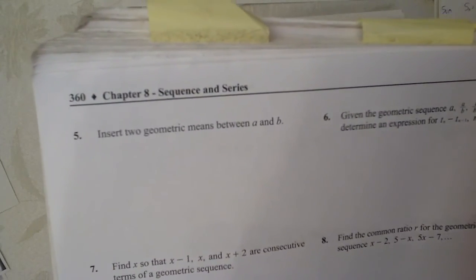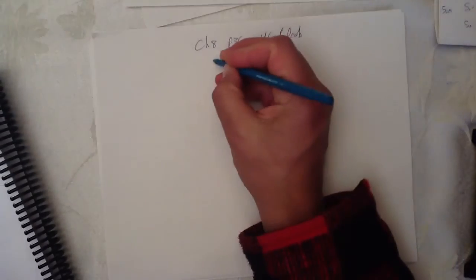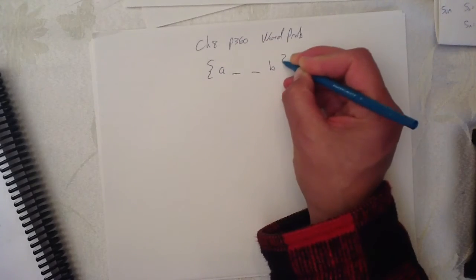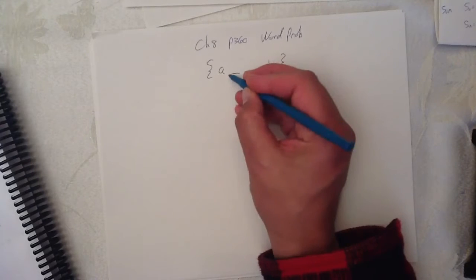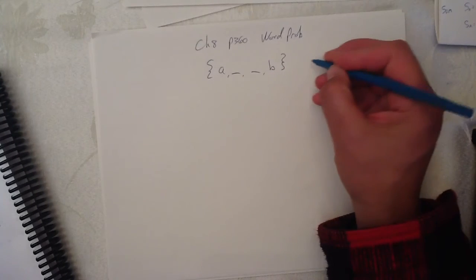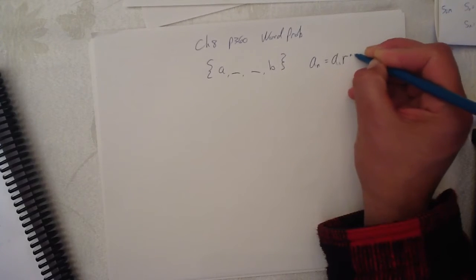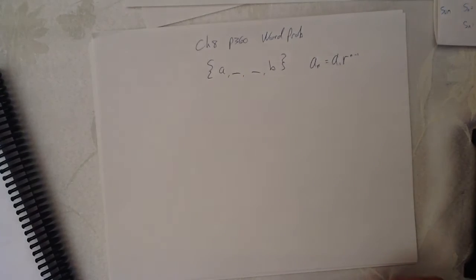Insert two geometric means between A and B. Well, we know what that looks like. That's going to look like A, and then something, and then something, and then B. And there are our two geometric means in there, which means that this is a geometric sequence, which means that it follows this, our only formula for this entire section.